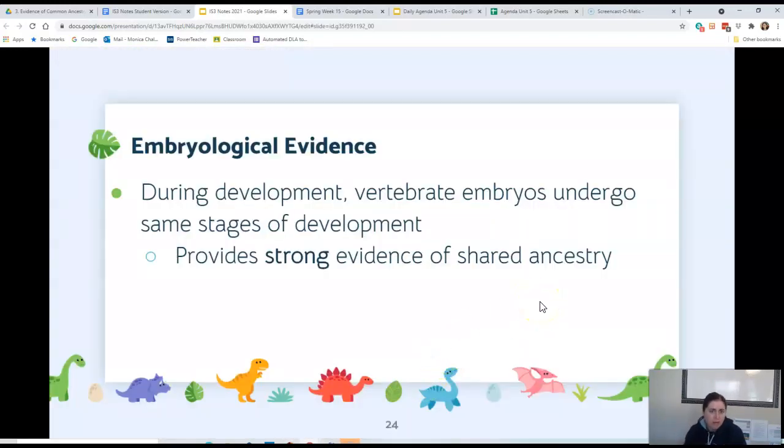Other types of evidence. We have embryological evidence. During development, vertebrate embryos undergo the same stages of development. And vertebrates are the ones that have spines. So just remember that, because I don't think we've talked about that too much. This provides strong evidence of shared ancestry.